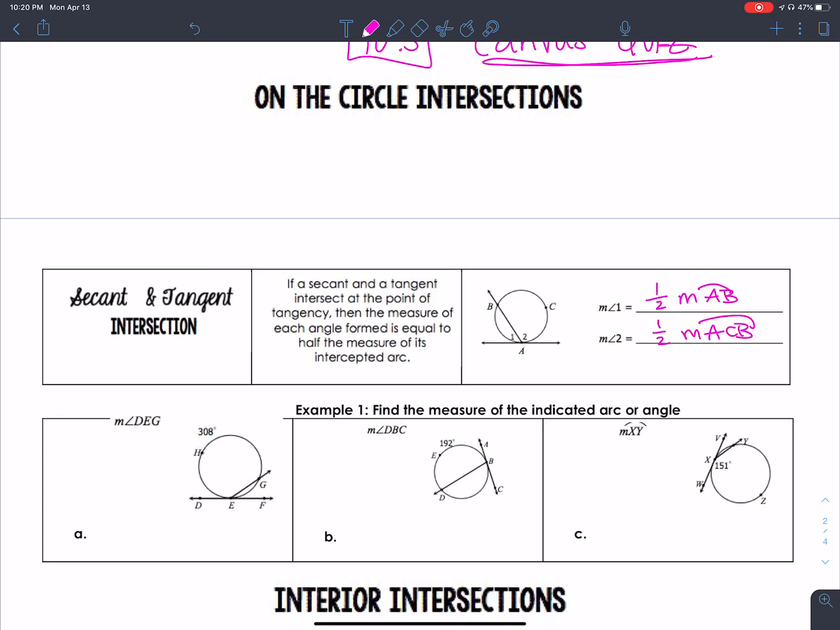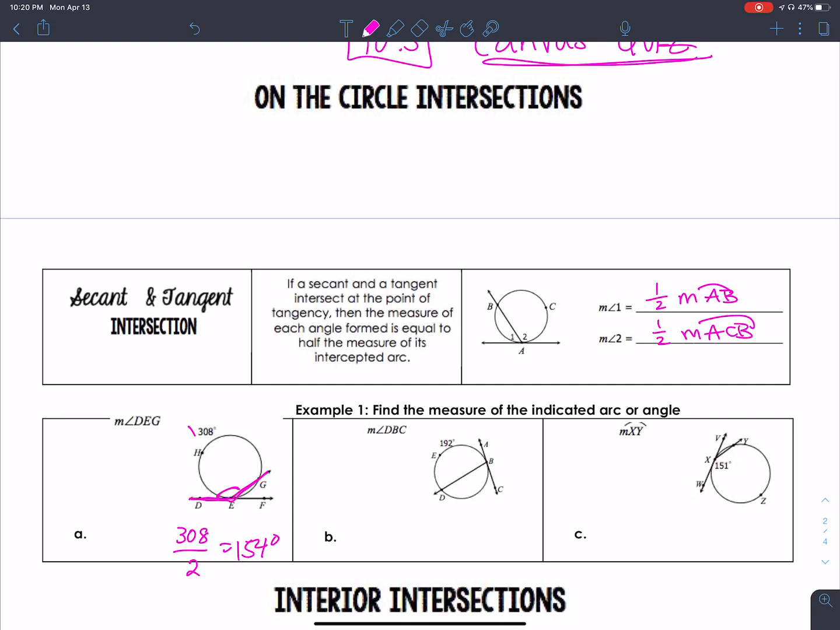So we're going to do another one. So example 1. Here we go. I want DEG. Okay. So it's half. Okay. So 308 divided by 2 is 154 degrees. Okay.